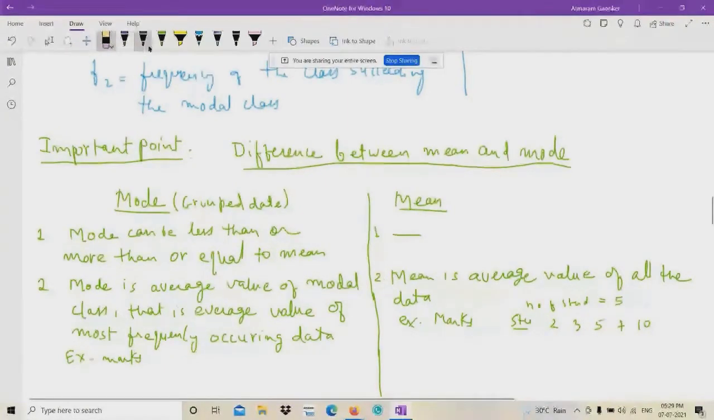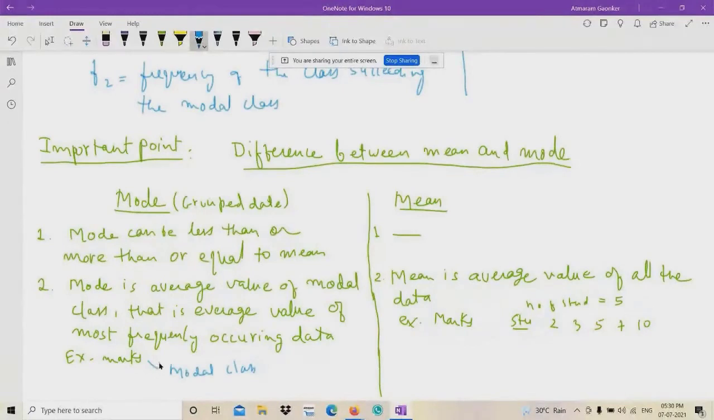But mode is different. Mode is the average value of the modal class. The average of the data in the modal class is the mode. That is the average value of the most frequently occurring data. Example, modal class of marks. So the modal class, let's say, is 10 to 15 marks.